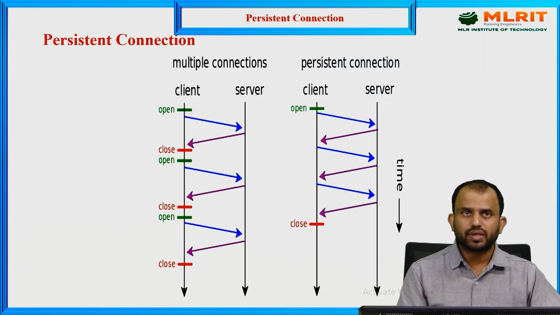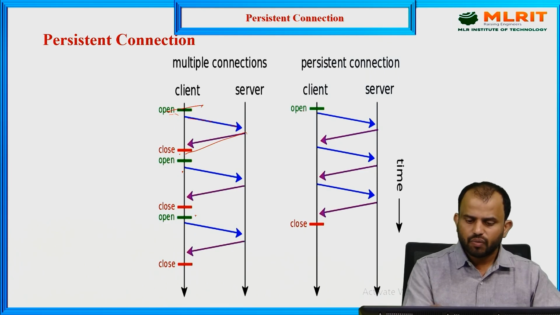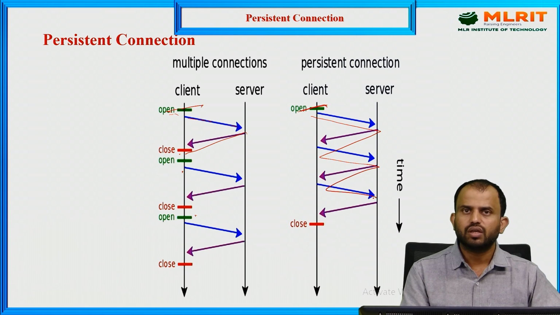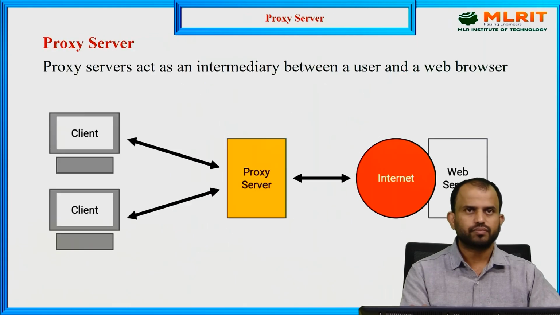But what is a persistent connection? Multiple connections are there. A client sends a request and information is sent, then it should be closed. Again a new connection is opened, information is sent, and closed again. So here, once the connection is open, a number of pieces of information are transmitted or received, request or response. That is called multiple connections and persistent connection.